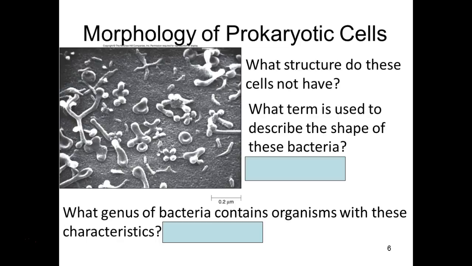So these guys, this is all one organism in this picture. What shape would you say they are? They're all different shapes, huh? So what do you think they're lacking if they're not holding a shape? They don't have a cell wall. The term that we use to describe these bacteria that don't have a characteristic shape is pleomorphic. Pleo meaning many, morphic referring to shape.